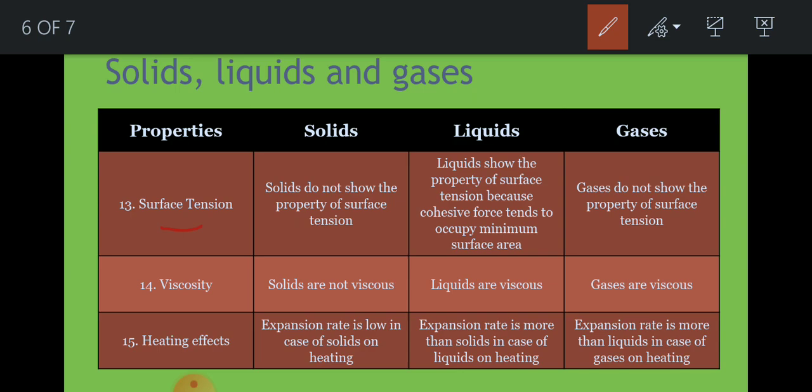So, what are cohesive forces? The forces of attraction between the particles of the same substance are known as cohesive forces. And what is the opposite of cohesive force? The opposite of cohesive force is adhesive force. And adhesive force is the force of attraction between the particles of different substances. So the forces between the same substance are known as cohesive, and the forces between different substances are known as adhesive.